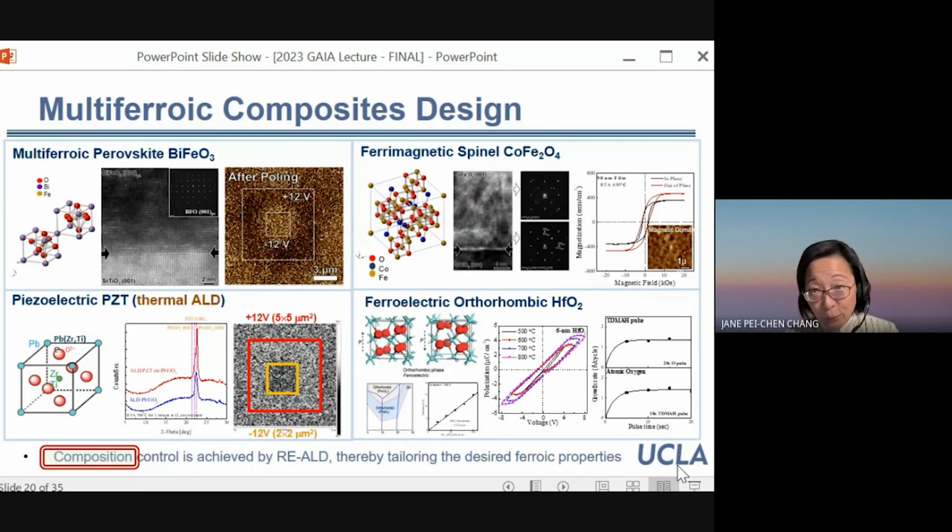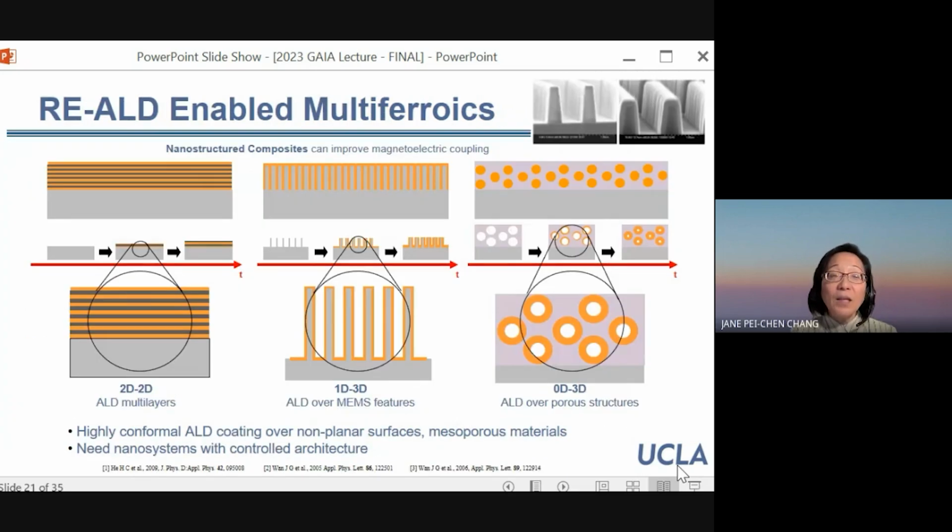I don't intend for you to read this slide. This is just to show you that using this plasma enhanced ALD process, we have synthesized many materials and it allowed us to basically create more complex structures. We can control their composition really well. And we can use the conformal characteristics of this particular process to make 2D multilayers, 1D, 3D nanopillar structures.